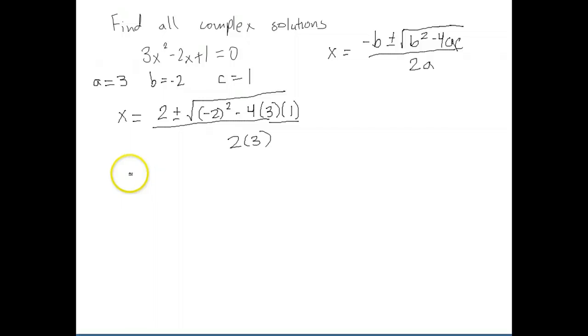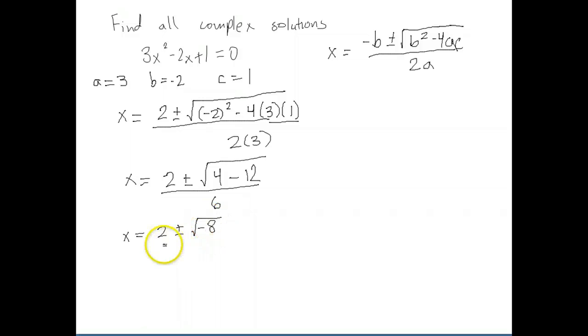So we're going to do some cleaning up here. 2 plus or minus, negative 2 squared gives us 4, minus 4 times 3 times 1 is 12. And from here, we'll have 2 plus or minus the square root of negative 8 over 6. So what we're going to do is try to simplify this radical, the square root of negative 8.